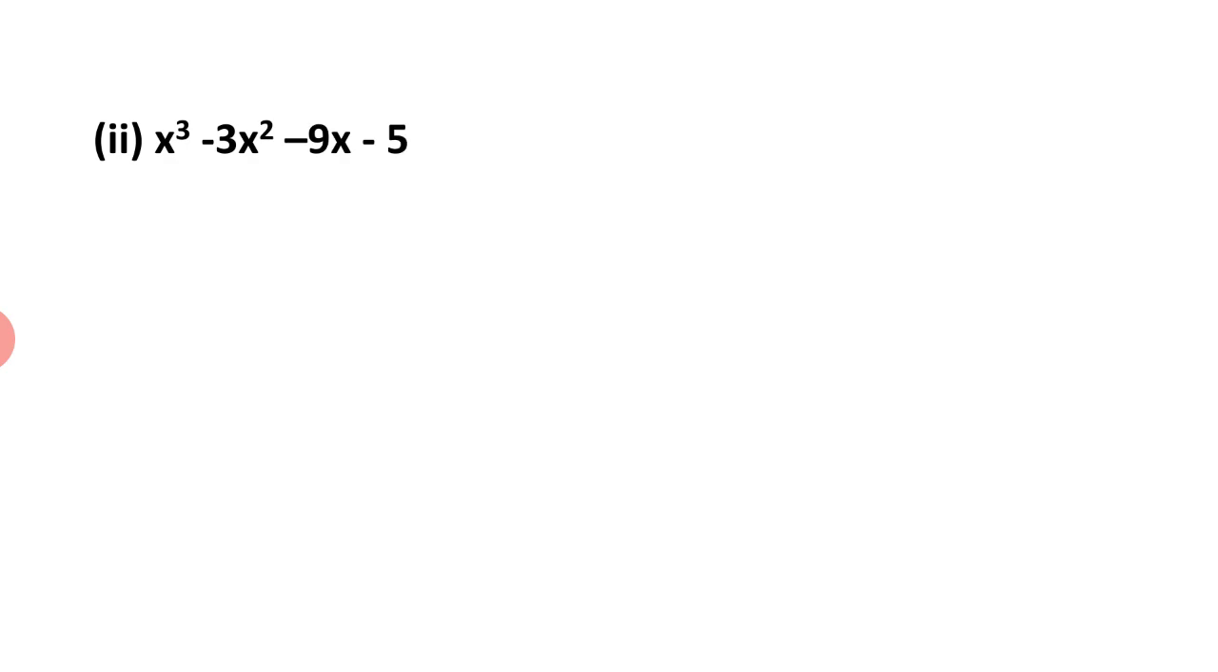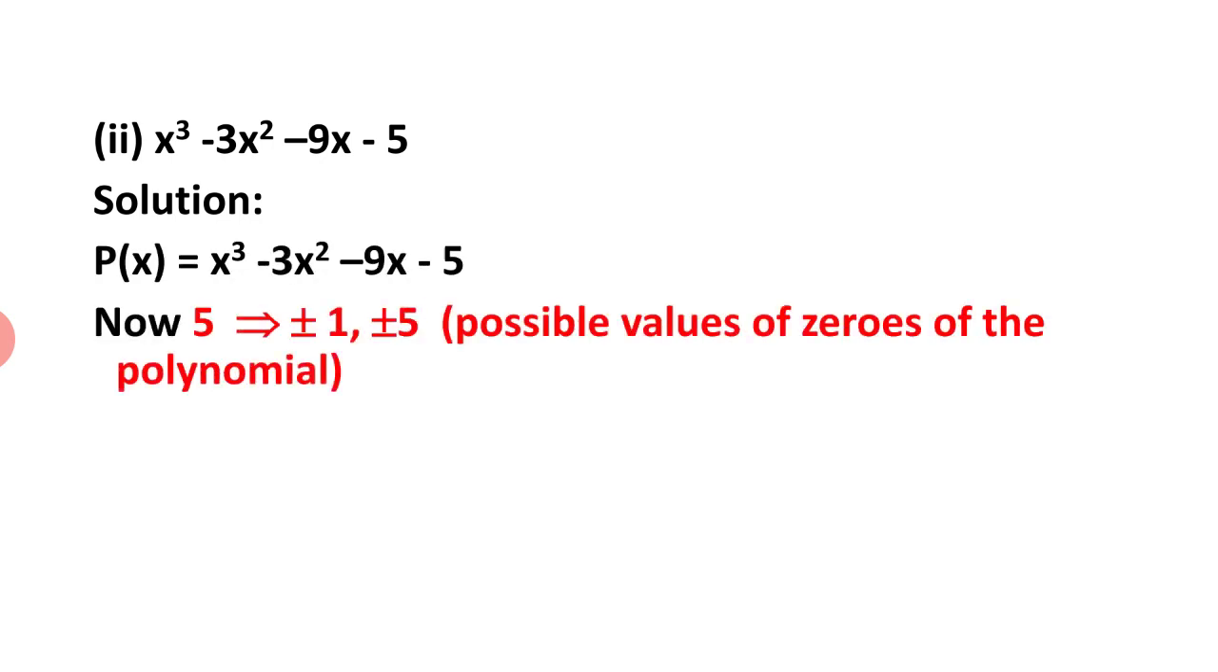Now here it is x cube minus 3x square minus 9x minus 5. So again we write p of x is equal to the same polynomial. Now 5 we have, so we have 4 possible values again. 5's factors are 1 and 5, so plus minus 1, plus minus 5. Now possible values of zero, we try and by trial and error we fix one of the zeros. Again here there are more negative terms, so we will go with the minus value first. Is it okay? Because all 3 terms are negative, so I have selected minus 1 first.